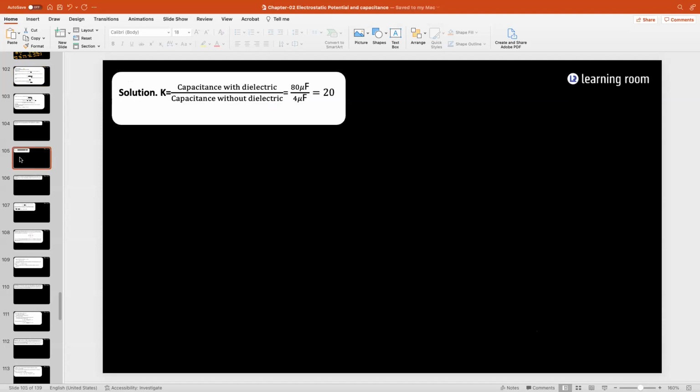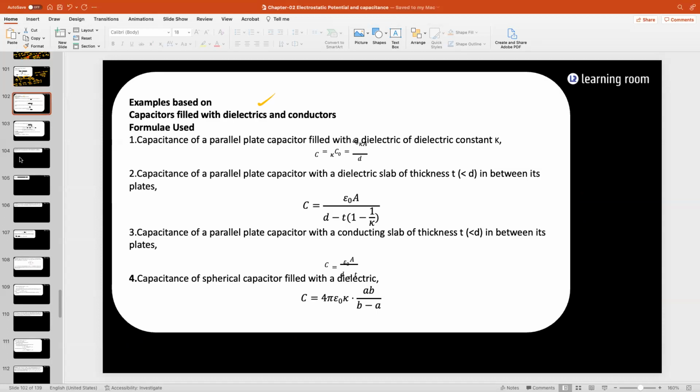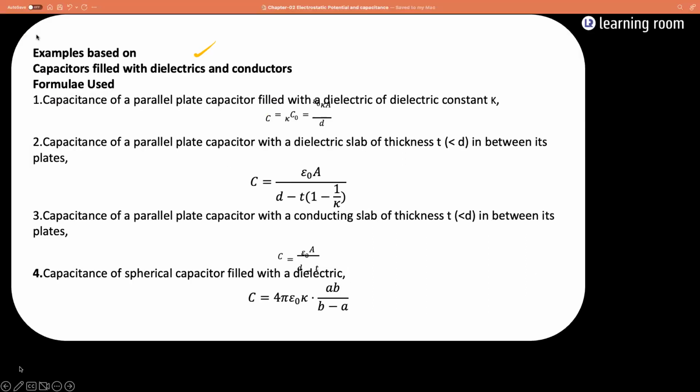So yesterday's class, what did we discuss? This was the last problem that we did. Now we'll discuss the capacitors filled with dielectrics and conductors. So when you fill a capacitor with a dielectric of dielectric constant kappa completely, what will happen to the capacitance? Initially, when the air medium was there, the capacitance is C naught. What will happen to the final capacitance?